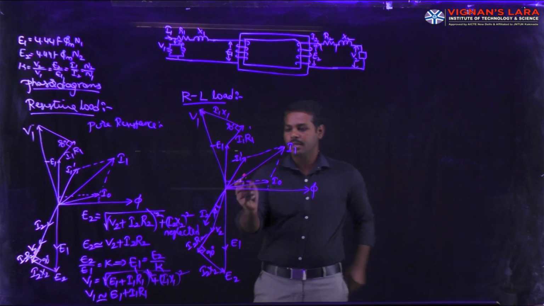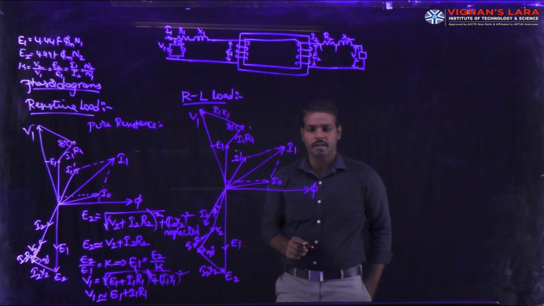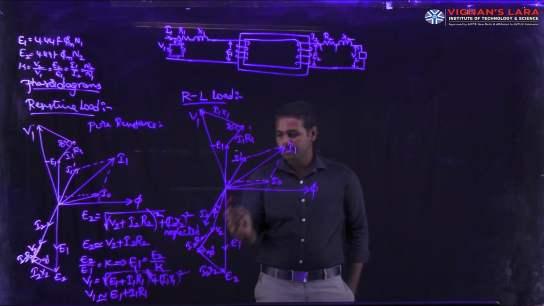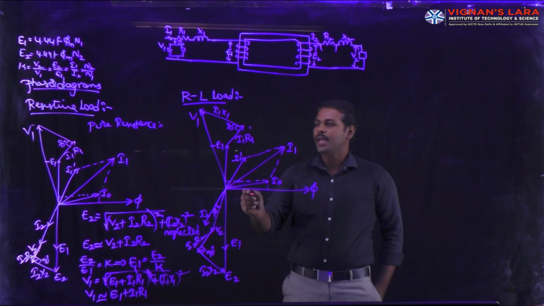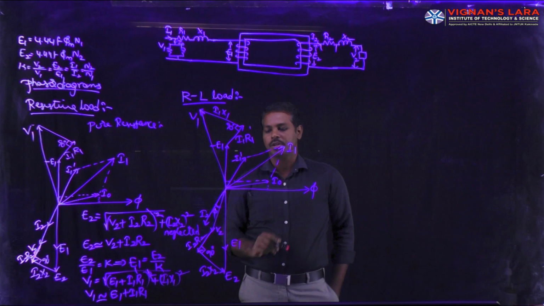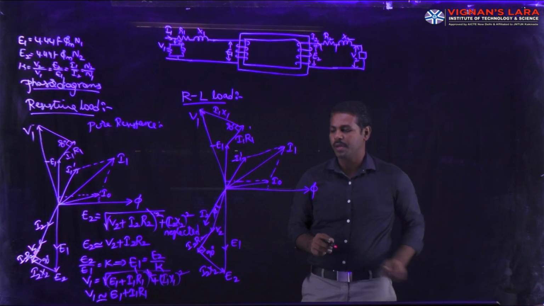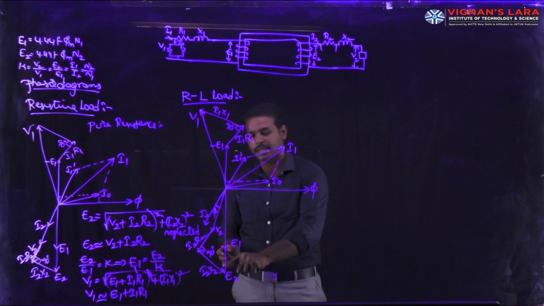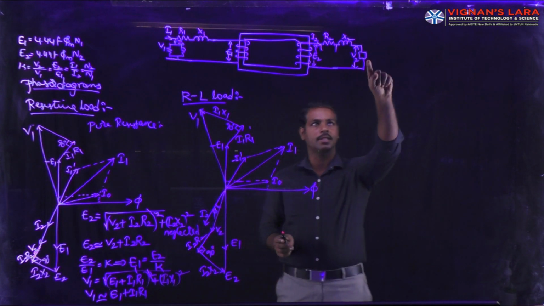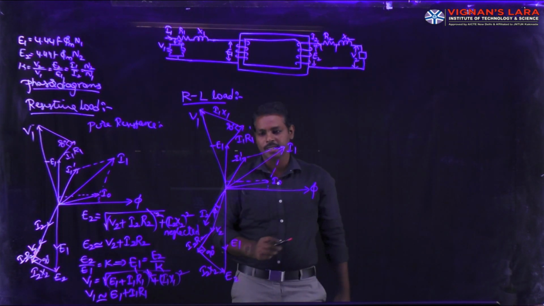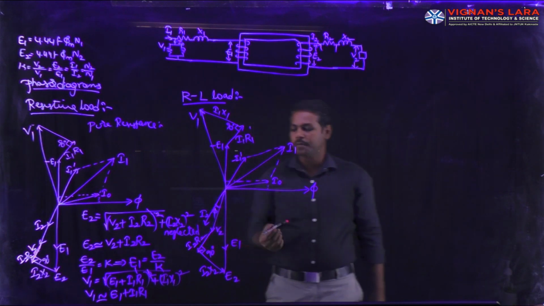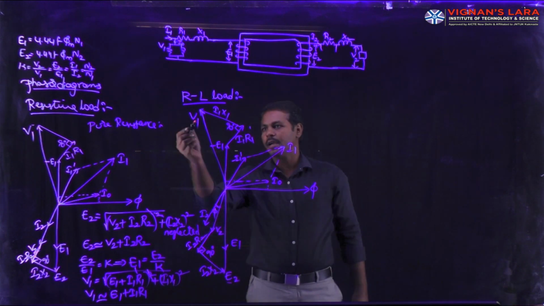The current or load power factor is displaced by an angle phi. Load power factor is always displaced by an angle phi. This is the RL load circuit. When resistance and inductance are connected across the load terminals, only then do we get this type of phasor diagram. Now we can find out the voltages E2 and V1.